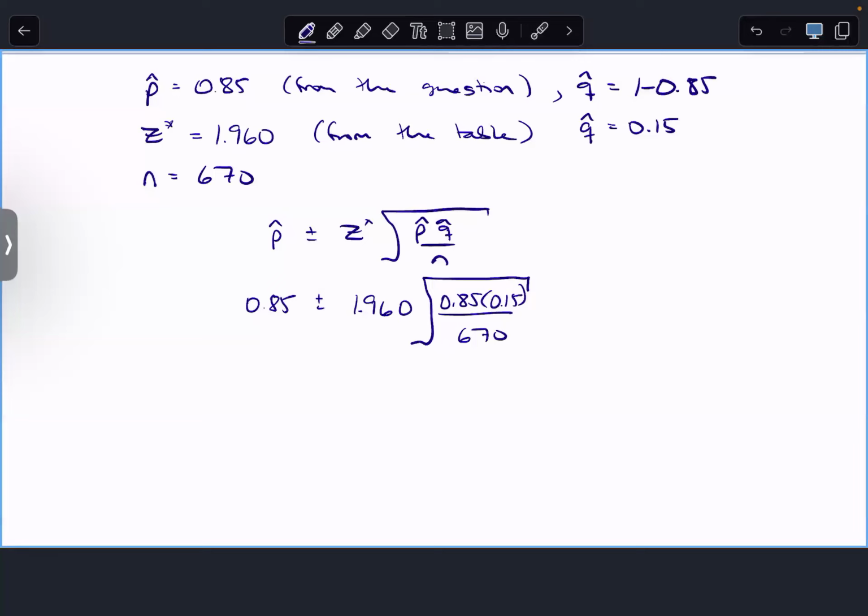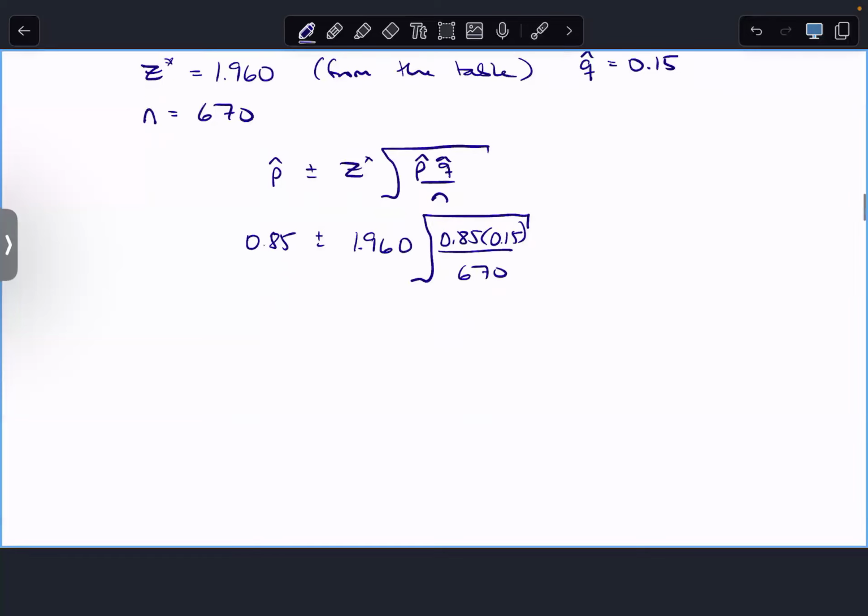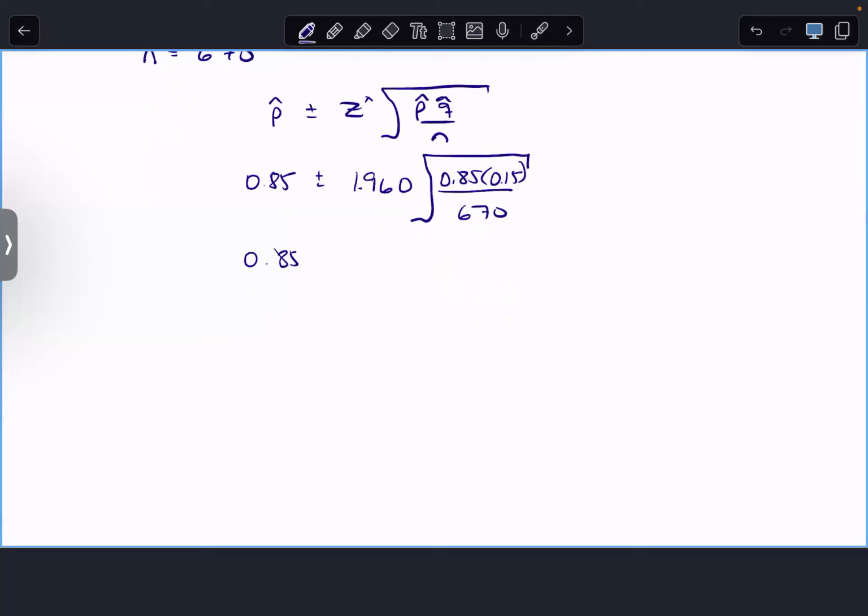Don't forget the square root times 1.96. 0.85 plus minus 0.0270379511. I kind of lose any activity after the 7. And so then I'm just going to keep to 3 decimal places because with 4, nothing would really change.